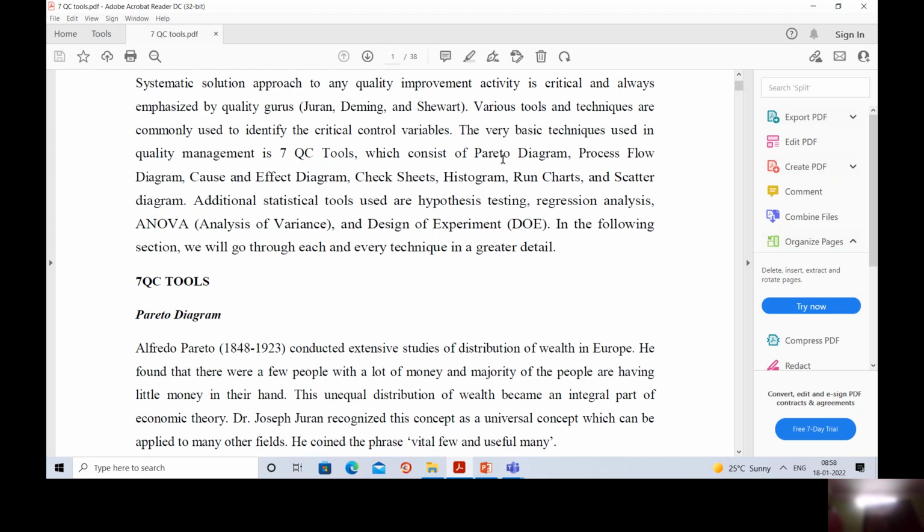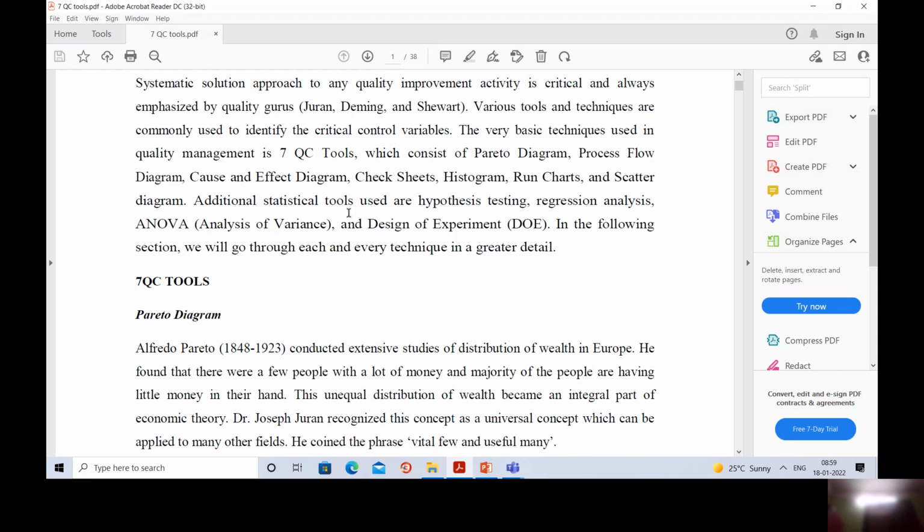80% of the activity will be contributing to the 20% of the improvement. So that's called the 80-20 principle that we will discuss. And then the second tool is the process flow diagram. Third, the cause and effect diagram, which we are going to see in this video. And then check sheets, histogram, which is a statistical tool, and then run charts, and then finally scatter diagram.